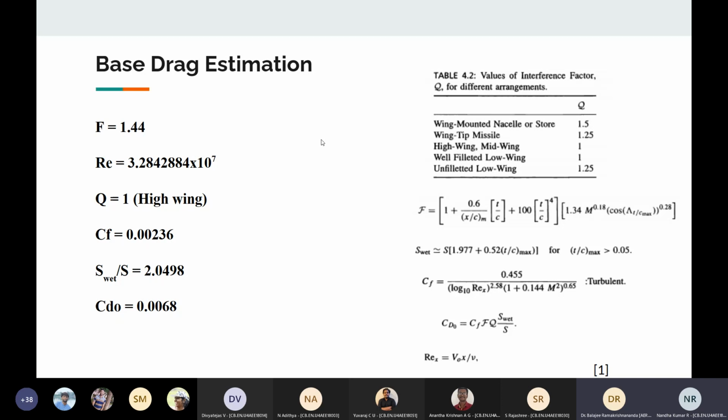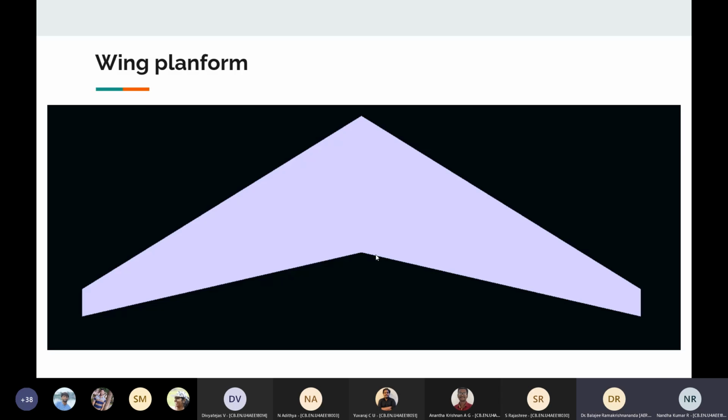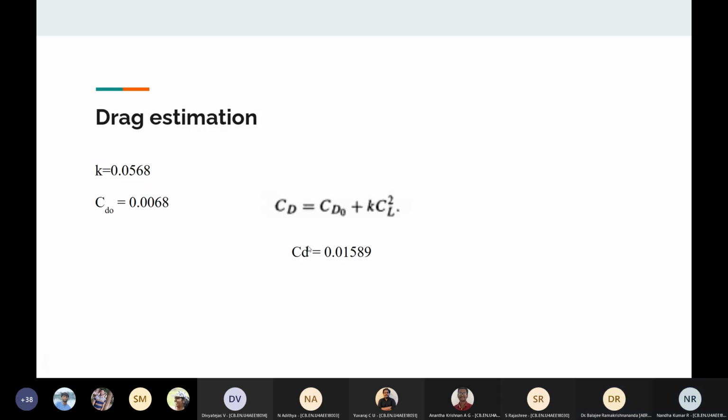Yes, sir. Then CD is this value, sir. Then drag estimation, we calculated around 0.0158 as the calculated value. Will you calculate this in Newton? Sir, no, sir. Calculate the drag in Newton. I'll calculate it later. Yes, calculate it, sir.